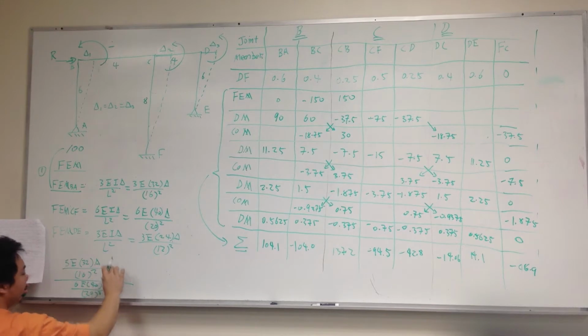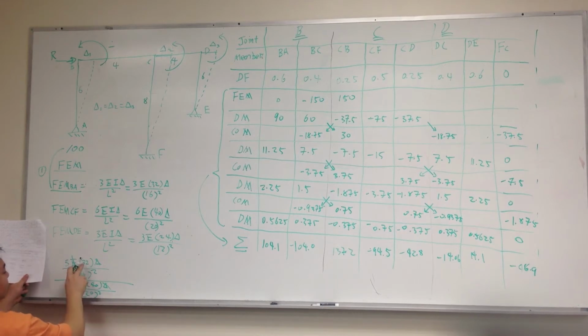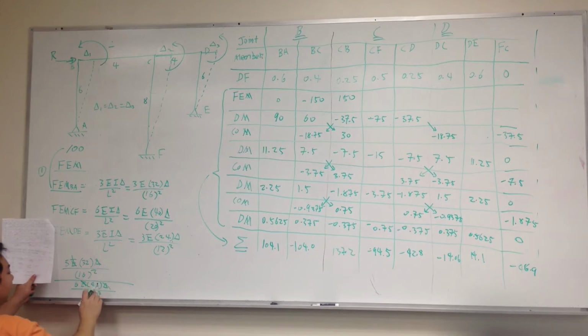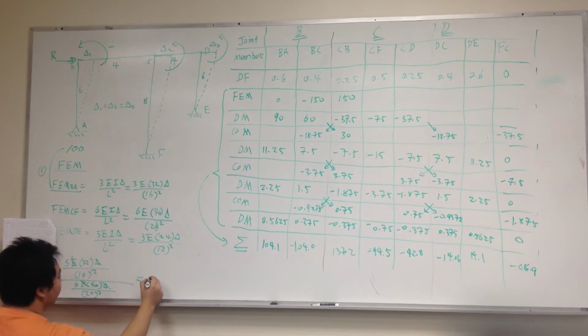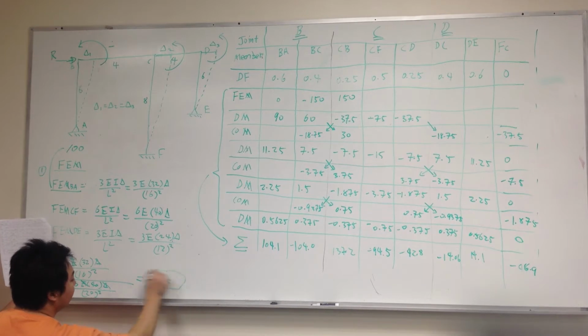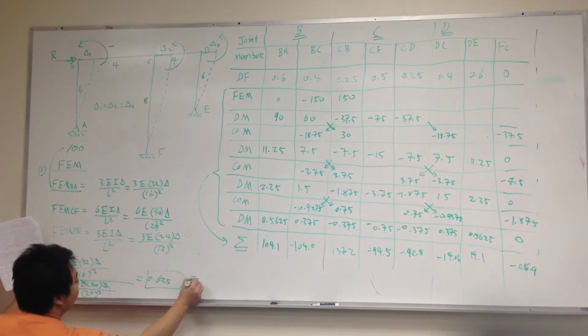You take this divided by that, because you know delta cancels, E and E cancel. So you just take 3 times 32 divided by 16 squared, get the number, and then divide by 6 times 40 divided by 20 squared. So you're going to have the ratio, which is 0.625. And this ratio is for fixed end moment CF.